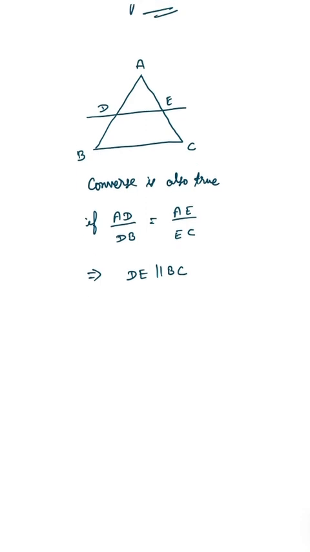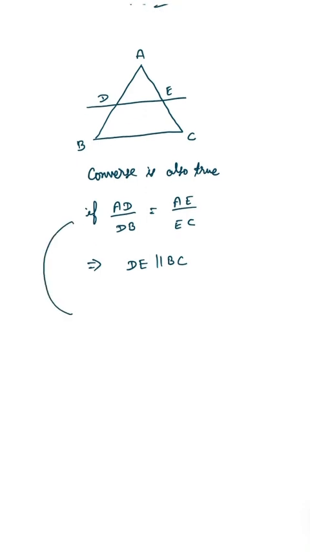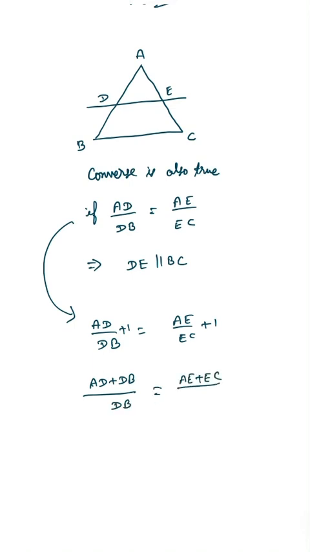Now the above result can be given in a different form. Like for example, if we add 1 on both sides of this, then we will get AD plus DB by DB and AE plus EC by EC. So this will be finally AB by DB and AC by EC.